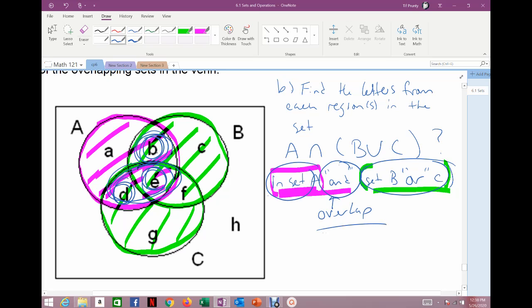Which is B, E, and D, right? Those are the overlap, and it's because it's the word and that we look for what's in both. It's not all. If it was or, I would include everything that's in the green part and the purple part. But since it's and, I only include the parts they share. So set A and the green set, which is B or C, only share the regions B, E, and D. So B, E, D. That's the answer.